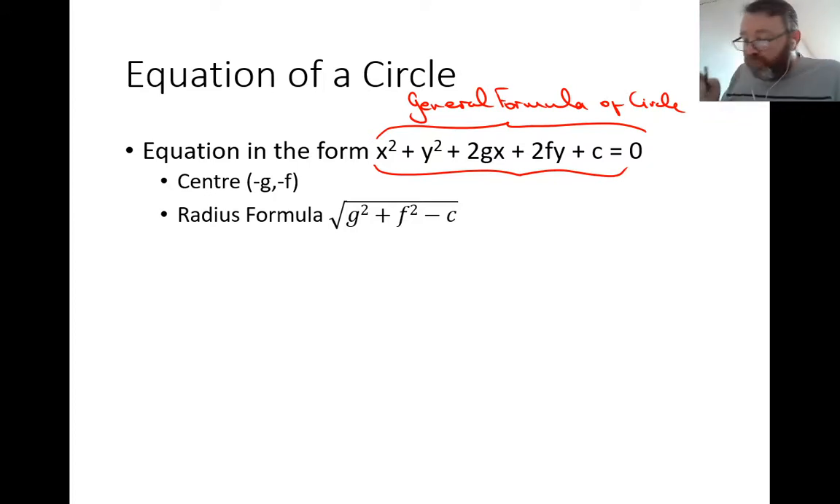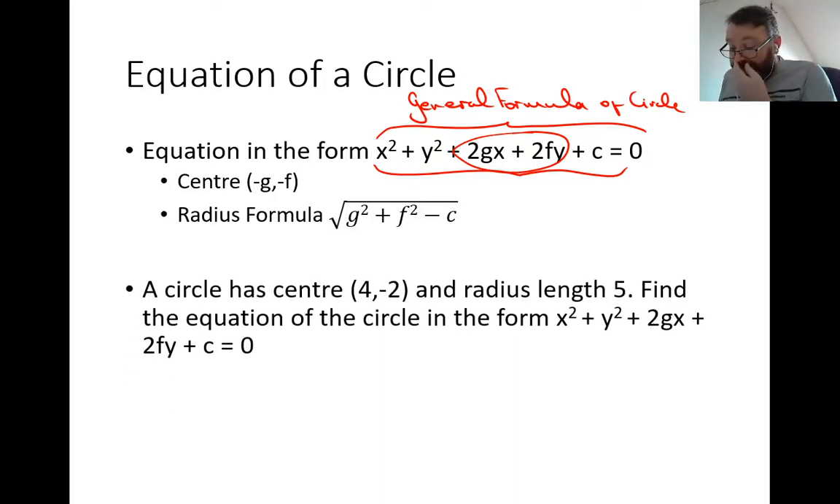What is unusual about this is the fact that the centre is hidden in here and the radius has to be calculated. The centre is half the coefficient of x with its sign changed and half the coefficient of y with its sign changed. And the radius is then the centre coordinates squared and added together, and then you take away the final constant at the very end. So let's just use that.